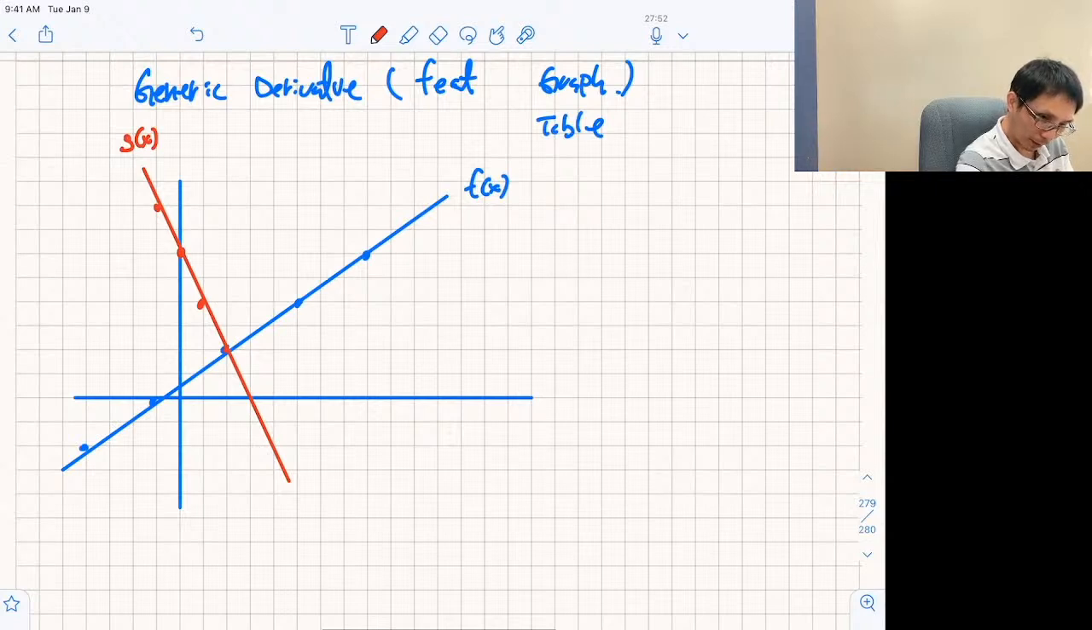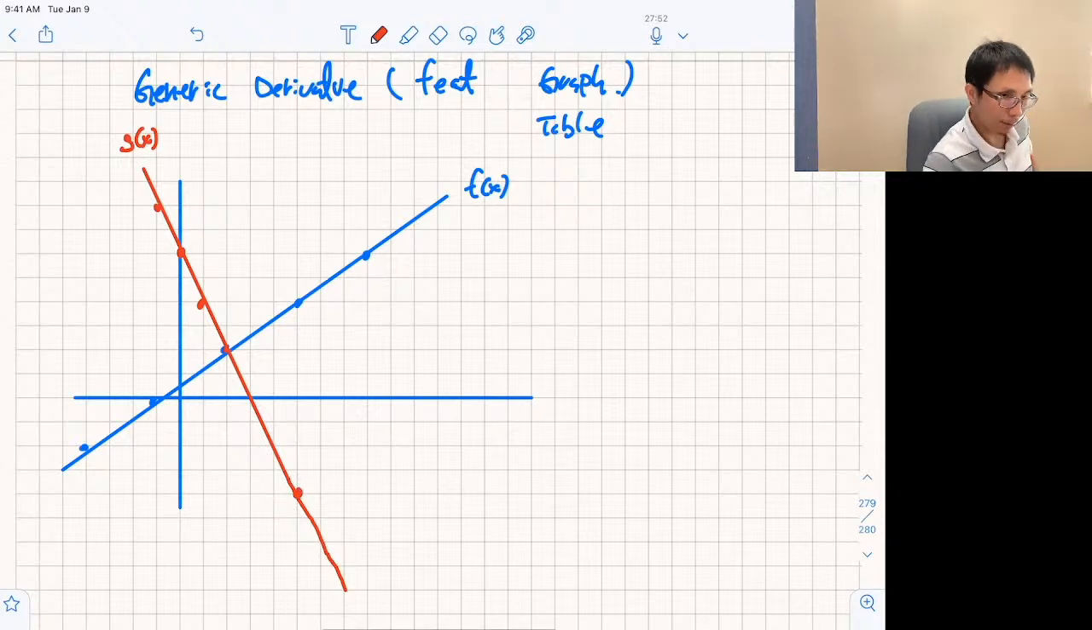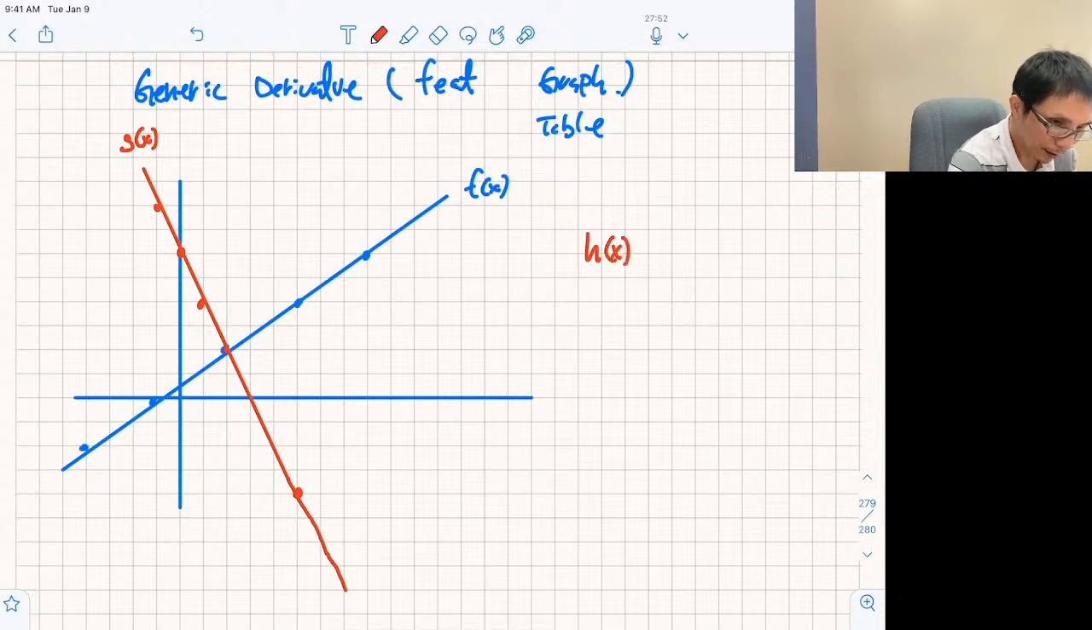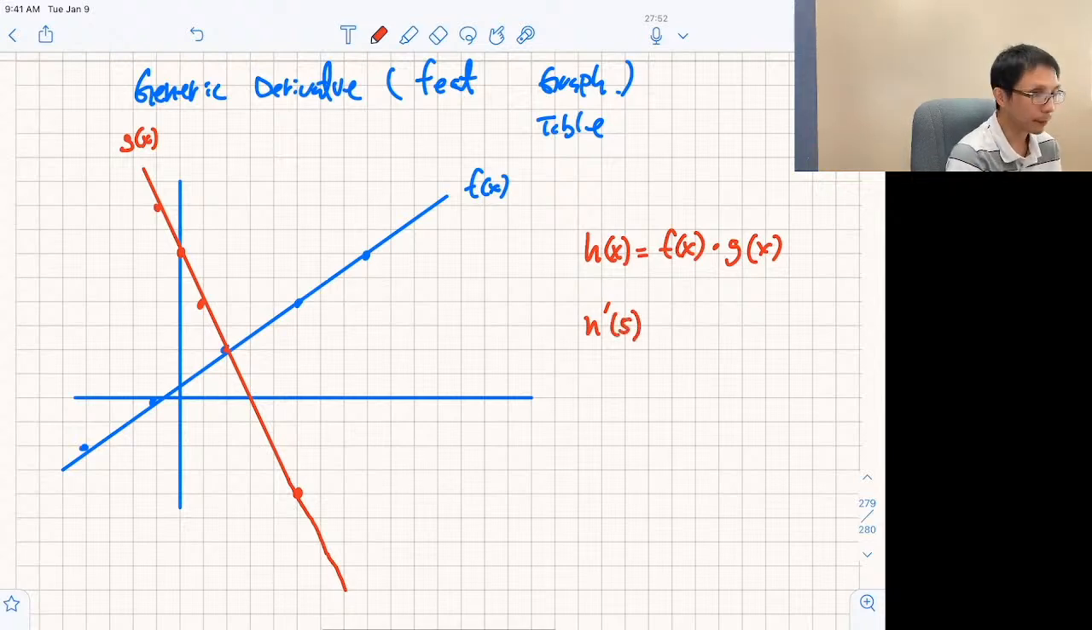And these lines keep on extending. So this point here. We're going to say h of x is equal to f of x times g of x. And we say, hey, can you find out what is f prime of, I don't know, h prime of 5? So you say, wait, what does that mean?